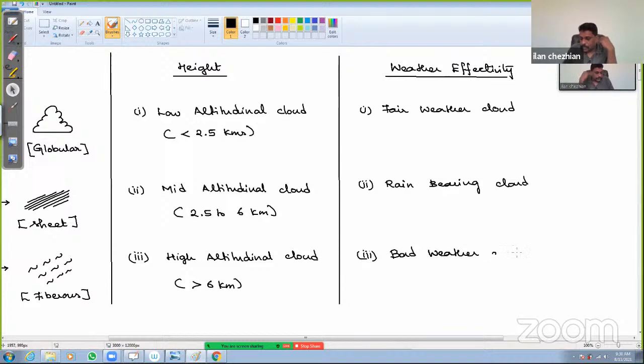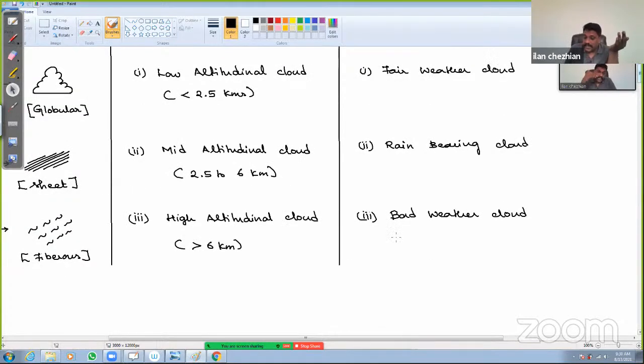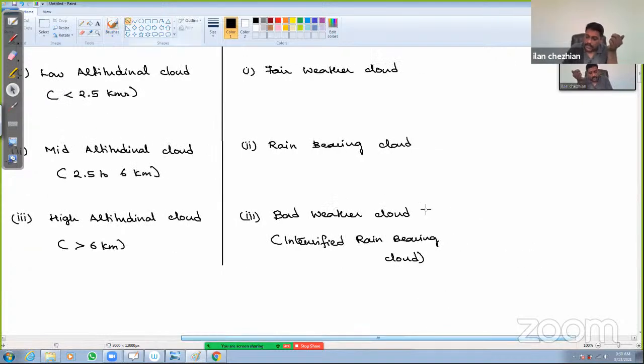Now comes the question: what do you mean by this bad weather cloud? Intensified rain bearing cloud is called bad weather cloud. And my dear friends, this intensified rain bearing cloud, what I call bad weather cloud, is very popularly called nimbus clouds.